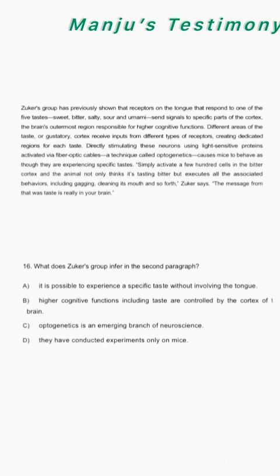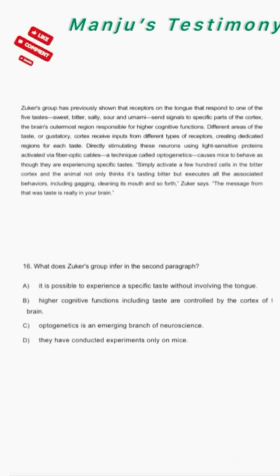We can experience taste without tasting something in the mouth. If we have something to stimulate our cortex, we can experience the taste as if we are really tasting it. So it is possible to experience a specific taste without involving the tongue. The first option, it is possible to experience a specific taste without involving the tongue, perfectly matches the conclusion of the text, and there is a specific sentence at the end: the message from that is that taste is really in our brain.